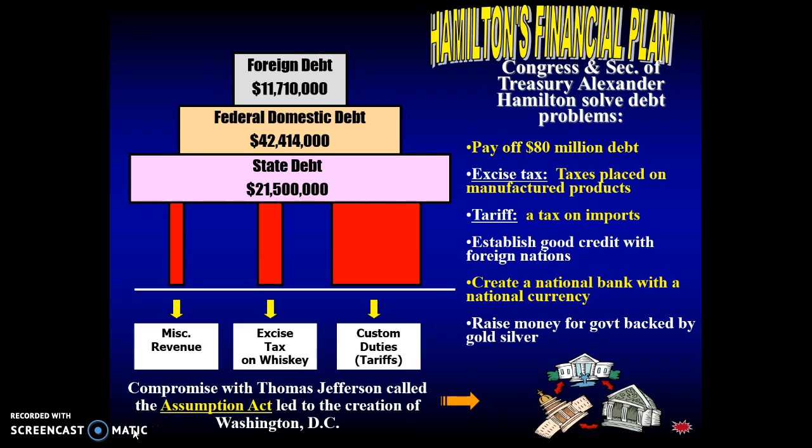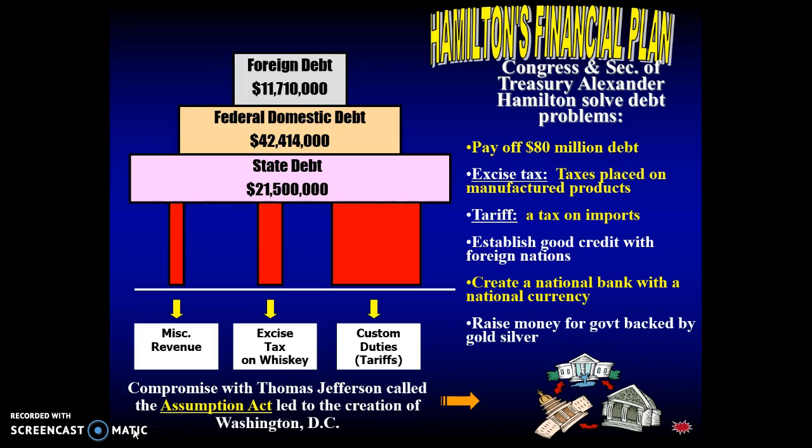So he creates a national bank to create a national currency, and it assumes all the debt of these states. It's no longer Massachusetts' debt like it was in Shays' Rebellion. It's going to be our debt, the national debt, and they're going to raise money for government backed by gold and silver, so we're on the gold standard.